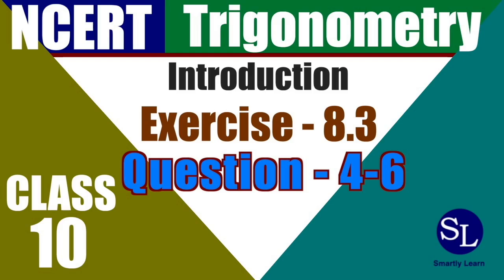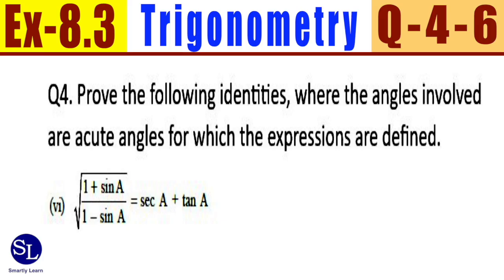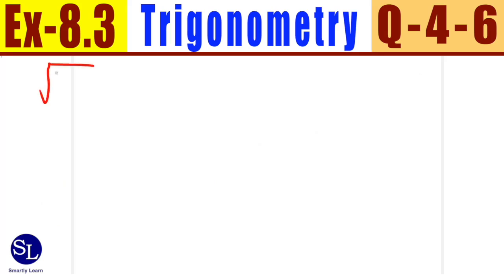In this video, let's see how to solve the fifth subdivision in question 4 from exercise 8.3. Prove the identity: square root of (1 plus sin A divided by 1 minus sin A) is secant A plus tan A. So first let's write out the function that we are going to prove. It is root of (1 plus sin A divided by 1 minus sin A) equal to secant A plus tan A. This is what we are supposed to prove.